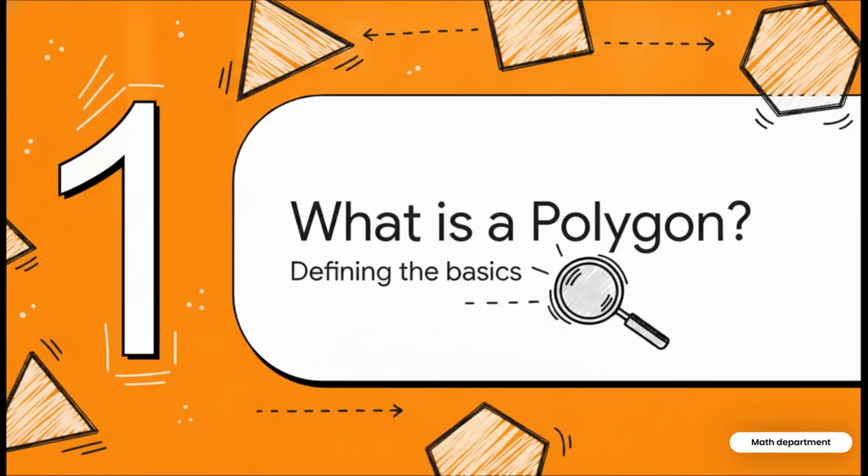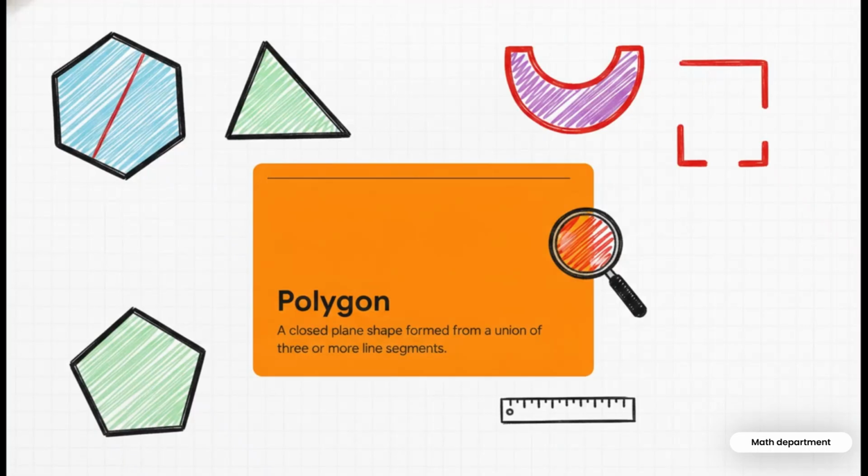Let's lock down the basics before we do any actual math. Think of a polygon as literally any shape you draw with a ruler that completely closes in on itself. No curved edges allowed. If it has a curve, or if there's a gap where the lines just don't quite meet up, it's not a polygon. Simple as that.